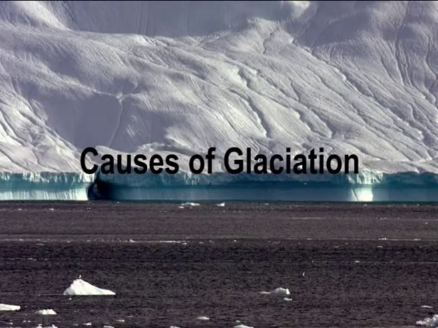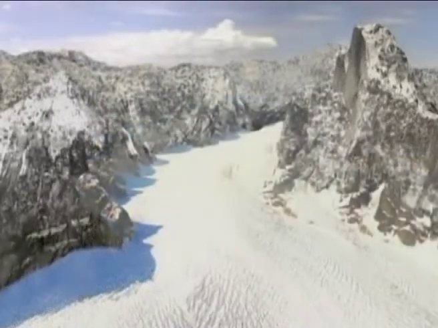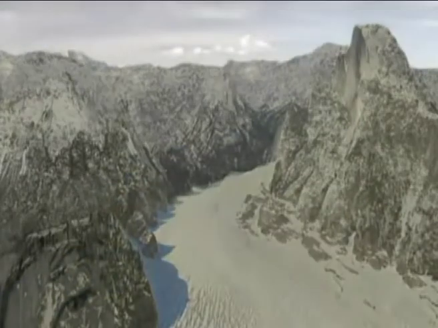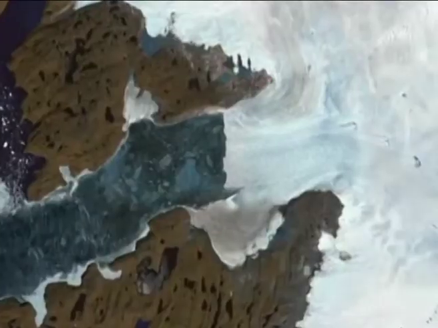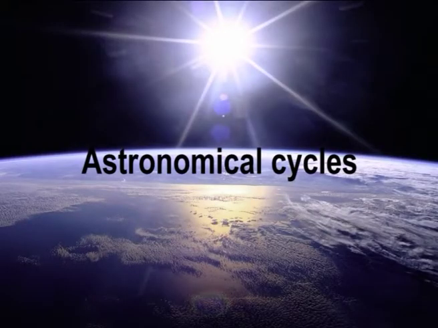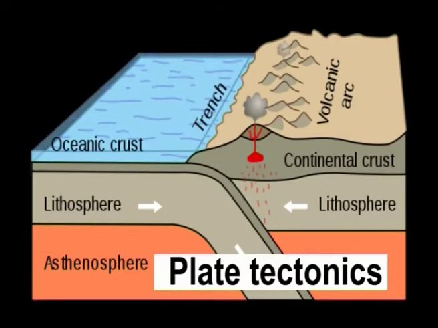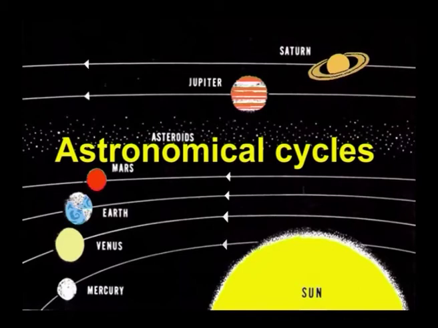Causes of glaciation. No completely satisfactory theory has been proposed to account for Earth's history of glaciation. The cause of glaciation may be related to several simultaneously occurring factors such as astronomical cycles, atmospheric composition, plate tectonics and ocean currents.